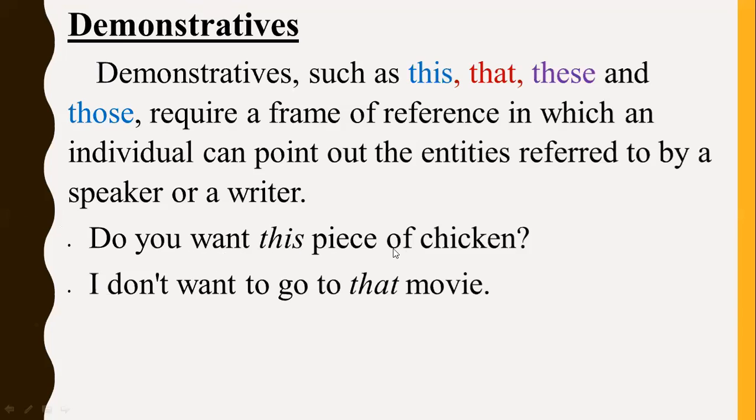Do you want this piece of chicken? I don't want to go to that movie.